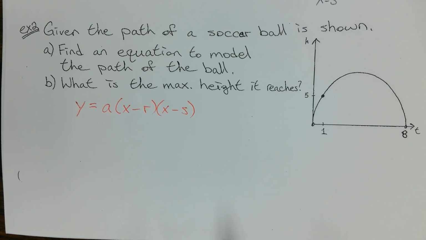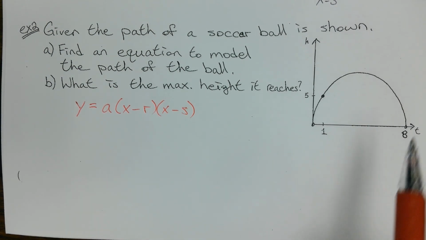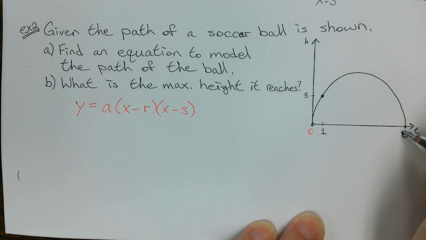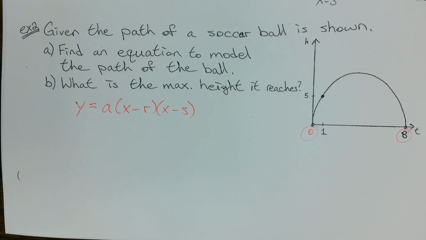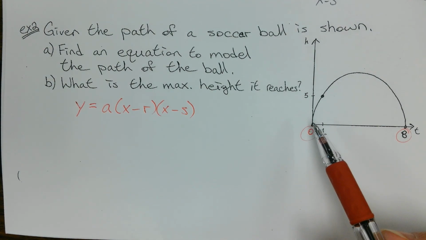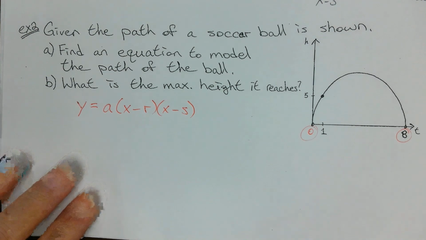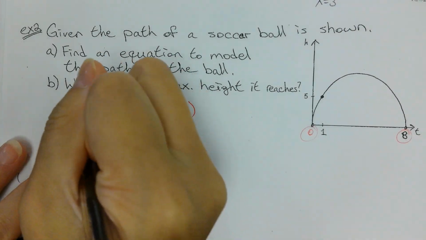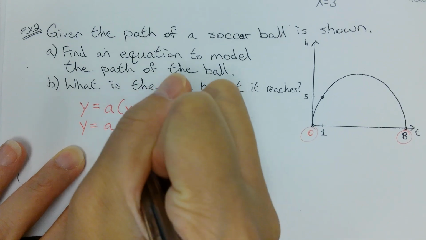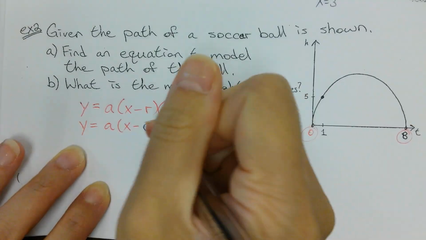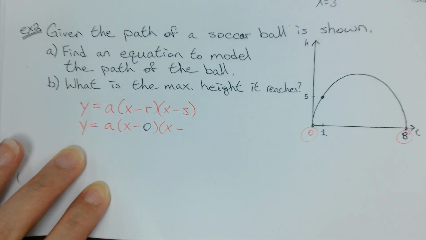So what's r and what's s in this graph? 0 and 8. My two x-intercepts are 0 and 8. 0 because obviously that ball starts off on the ground and then you kick it, you lob it. And so those are my two x-intercepts. So to sub it in, I have y equals a times x minus 0, x minus 8.